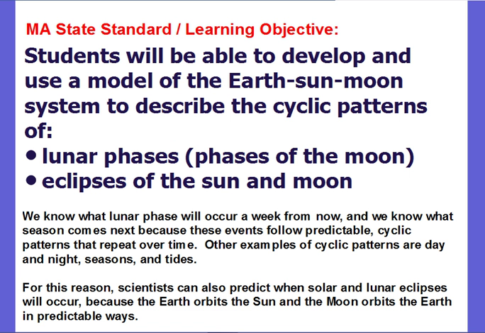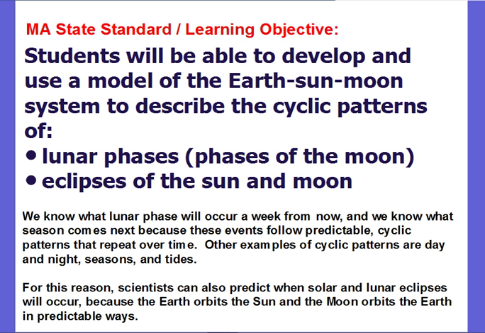So the first part of this unit was basically talking about the Earth, Sun, and Moon system, and how they interact with each other. We worked with a bunch of different models. You were supposed to develop and use a model of the Earth, Sun, Moon system to describe the cyclic patterns of lunar phases, phases of the Moon, and eclipses of the Sun and Moon.